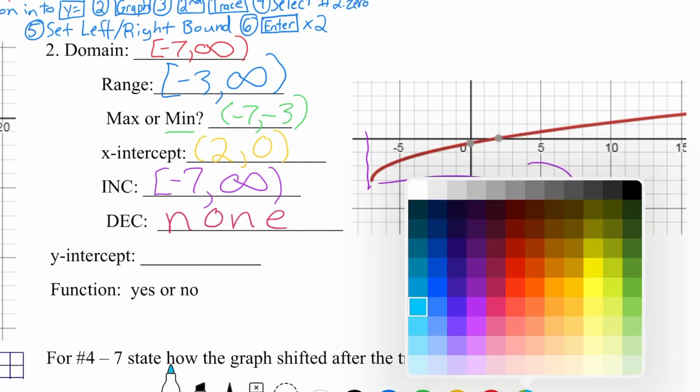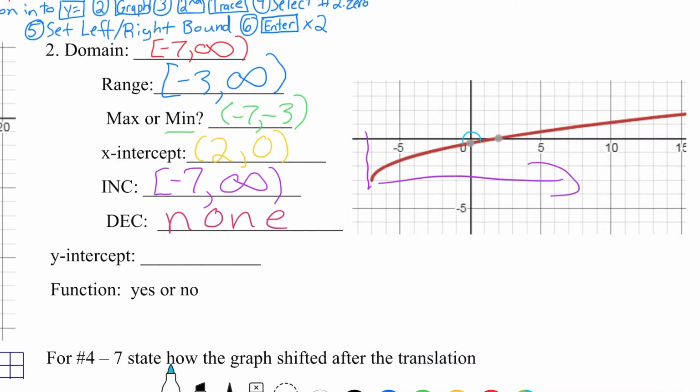So then we have our y-intercept. Our y-intercept is located here. It is approximately (0, -0.5). As long as you give me a decimal and it's smaller than 1, I'm okay with it. Now, if we were given the equation and not the graph, then I would be expecting exact decimals.